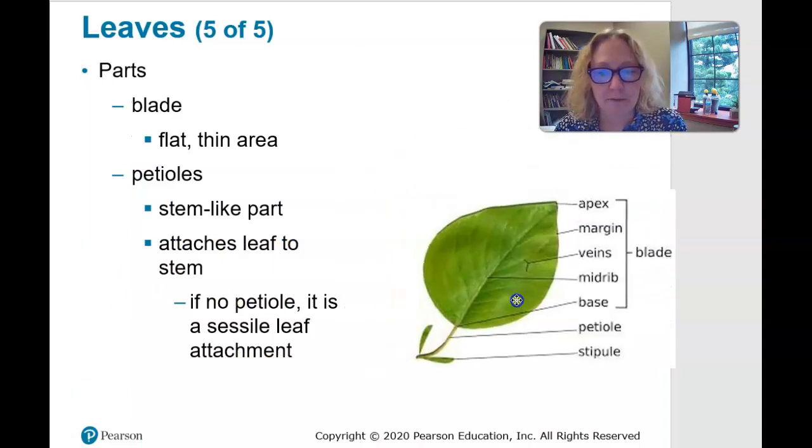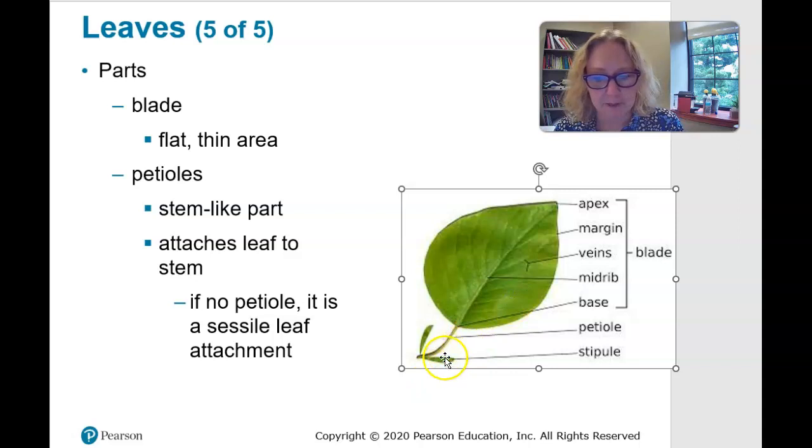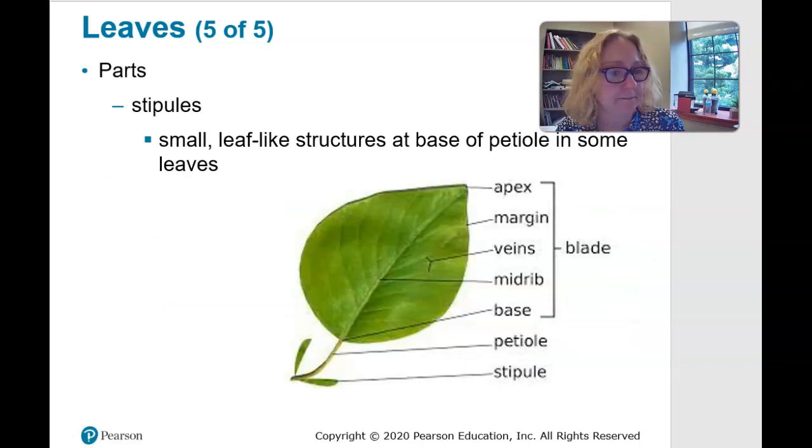The parts of the leaf. So you have the blade. The blade is basically this whole thing. What you call the leaf is actually called the blade. The petiole is this little thing from where it's attached to the leaf. There's actually a little space there. It's not the leaf stem. It's called a petiole. It's a stem-like part that attaches the leaf to the stem. If there's no petiole, it's a sessile leaf attachment, and it's a characteristic that will help you identify the plant.